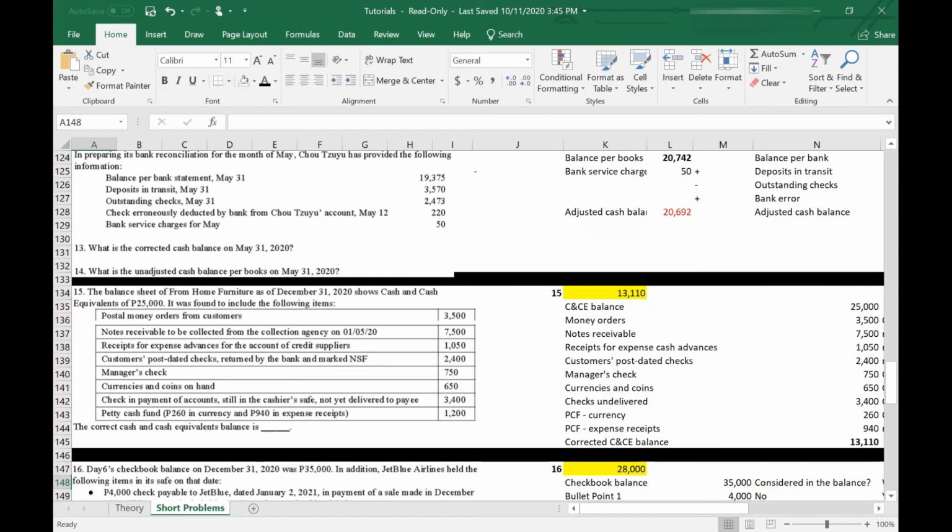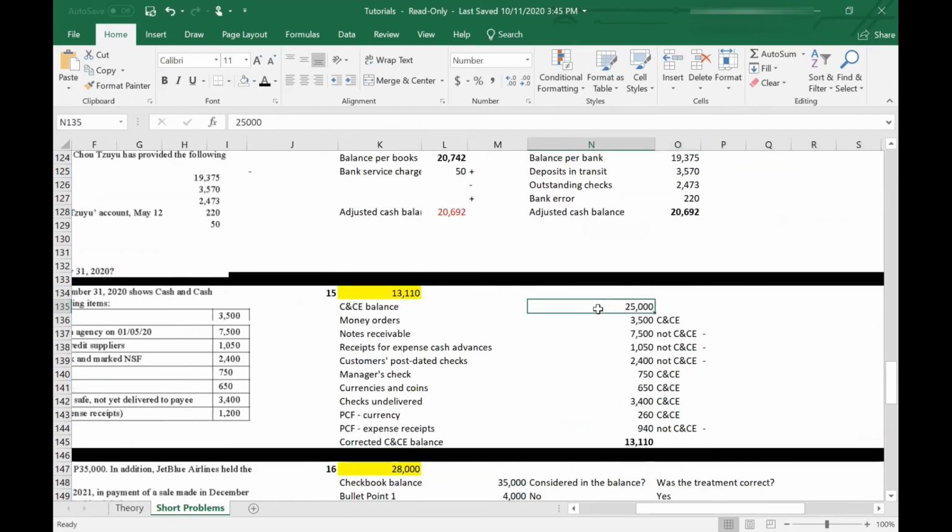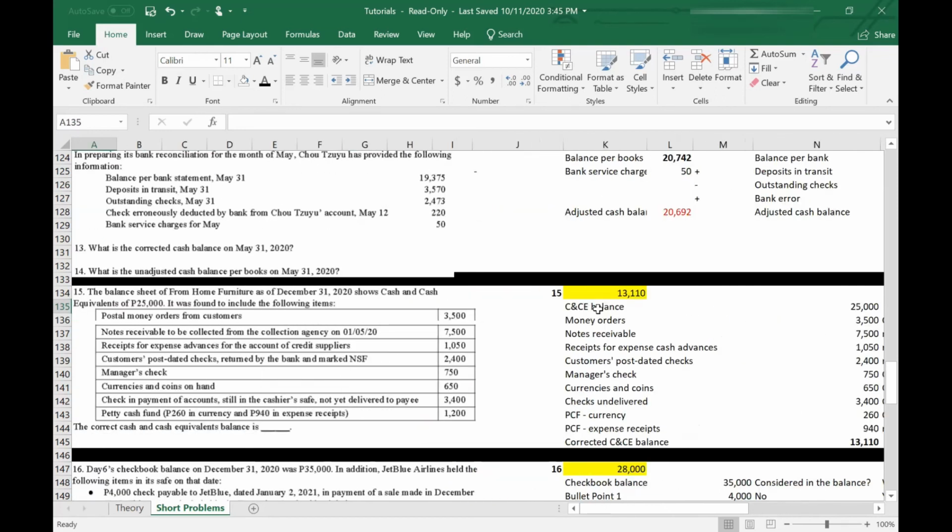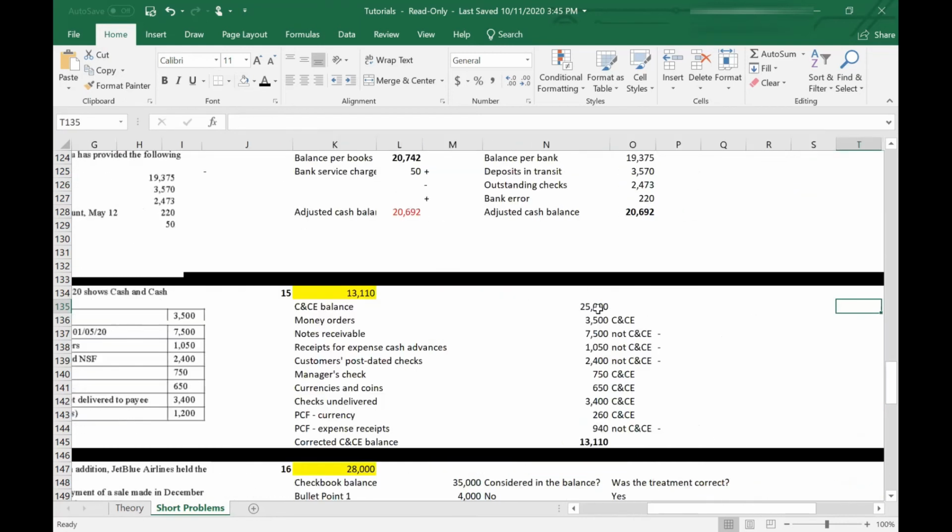For number 15, the balance sheet of Home Furniture as of December 31, 2020 shows cash and cash equivalents of 25,000. It was found to include the following items. So what's the correct amount of cash and cash equivalents? The cash and cash equivalent balance is 25,000. Then these amounts were listed and included in the 25,000. Let's check if they should really have been included.